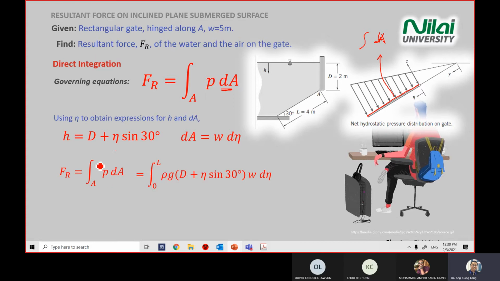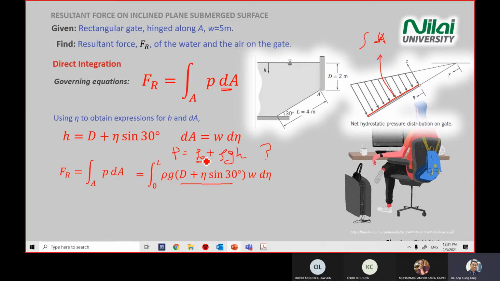Pressure times the area. So of course, with the integration sign of your area, then you substitute the pressure equation. So again, in this case, we know that P equals P0 plus rho g H. Why do we not use P0 here? Why do we cancel out the P0 in this equation, and straight away use rho g H in the equation here?